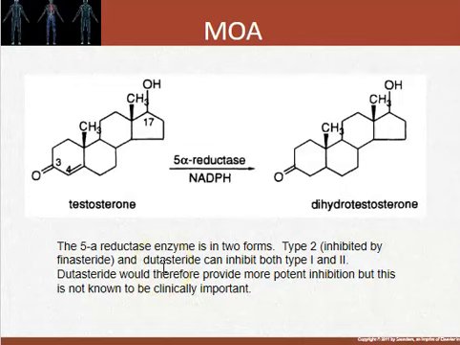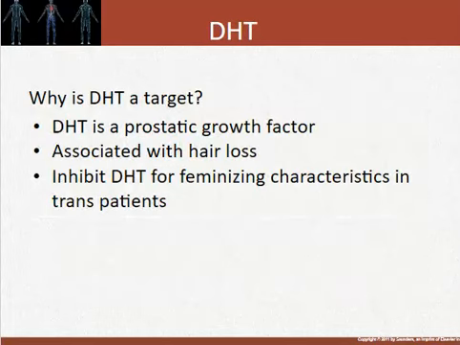Dutasteride would theoretically provide more potent inhibition of DHT production, but at this point it's not yet known if that's majorly or clinically important. So why is DHT a target? Well, DHT itself is a promoting factor for prostate growth. DHT is also associated with male-pattern baldness or male-pattern hair loss. And DHT can also be a viable target for inhibition in reducing male characteristics to promote feminizing characteristics in trans patients.